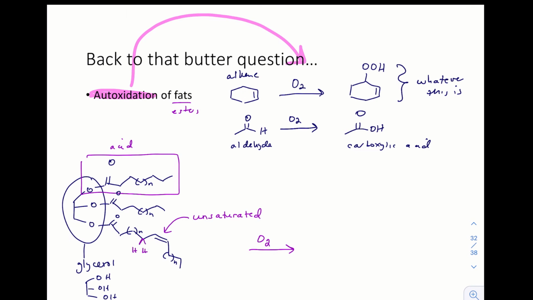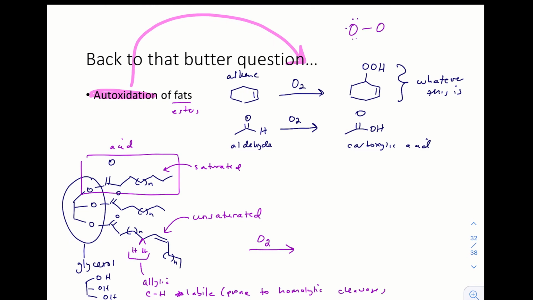Yes, look at these allylic positions. The culprit is the unsaturated acid. Those saturated parts are pretty boring, but the unsaturated part has allylic C-H bonds. What have we said about allylic C-H bonds? They are labile, just like benzylic, aka they are prone to homolytic cleavage. What is oxygen? Oxygen is a diradical. We're all terrified now, right? Oxygen is a diradical. No initiation needed.